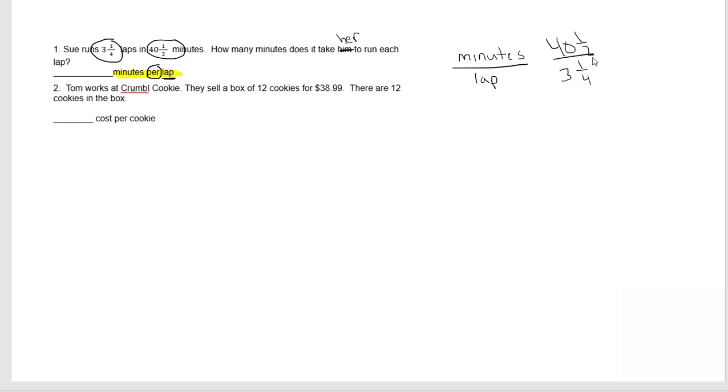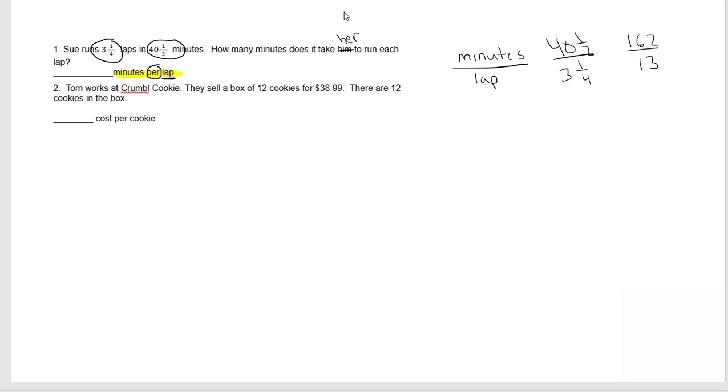Now in your calculator, you're going to divide those, and your calculator is first going to show you an improper fraction of 162/13. But since this problem was given to you as mixed numbers, what we want to do is we want to give our answer in the same form that we were given the problem.